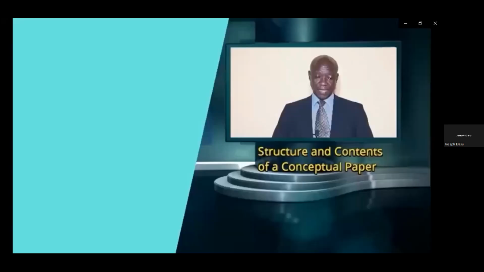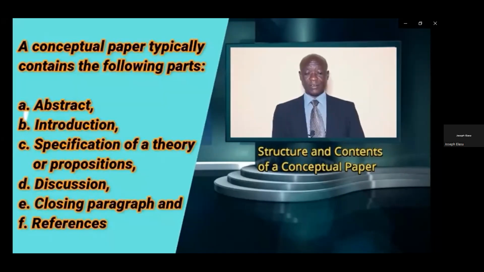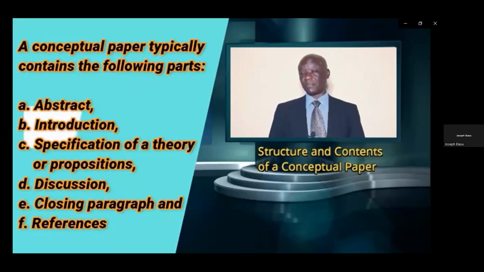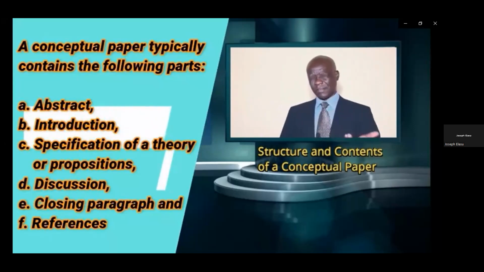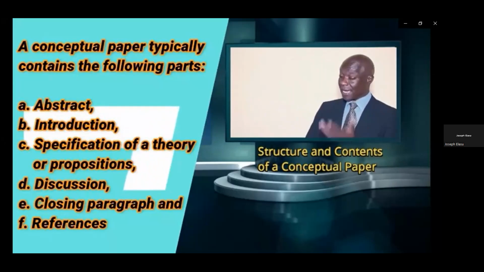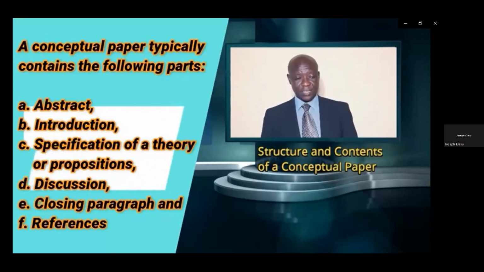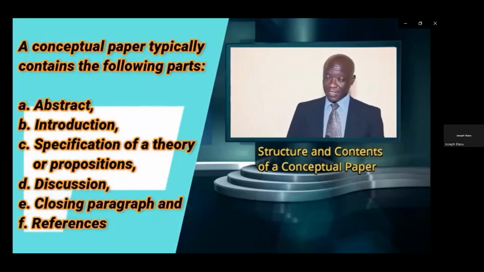So for us to look at the structure and the contents of a conceptual paper, I will present this on the screen, and I'm sure now you can see what the structure is like. The conceptual paper typically contains the following aspects. You will find an abstract. An abstract is part of the conceptual paper. You'll find an introduction, ladies and gentlemen. Specification of a theory or a proposition is another part, as you see on the screen here. Then a discussion, and then a closing paragraph. And thereafter you have references, ladies and gentlemen.